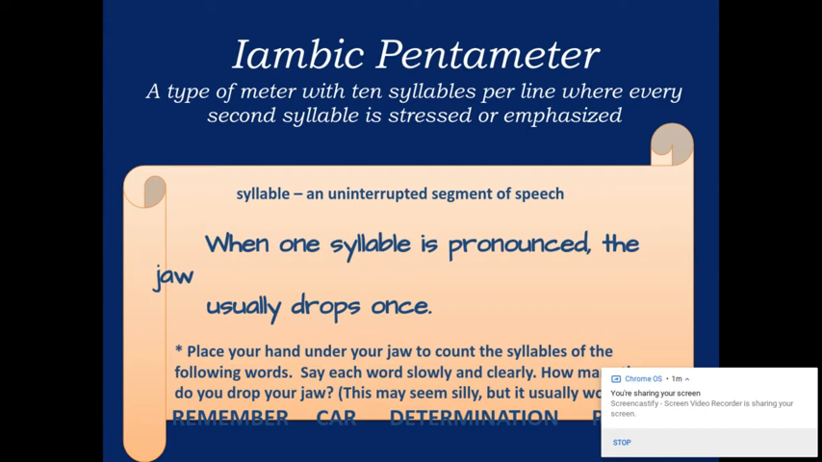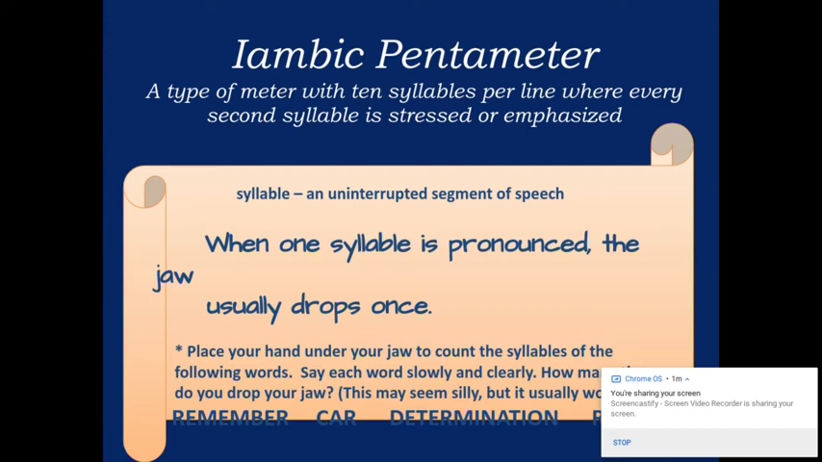Okay, so iambic pentameter is one of those poetic elements that he used, and we're talking about rhythm. It's a type of meter with 10 syllables per line, where every second syllable is stressed or emphasized. I know that sounds complicated, so I'm going to break it down. Let's backtrack. A syllable is an uninterrupted segment of speech. You probably have done it with spelling words, like how many syllables are in the word stop? When you think about it, one syllable is pronounced, the jaw drops once. So with stop, it's one.